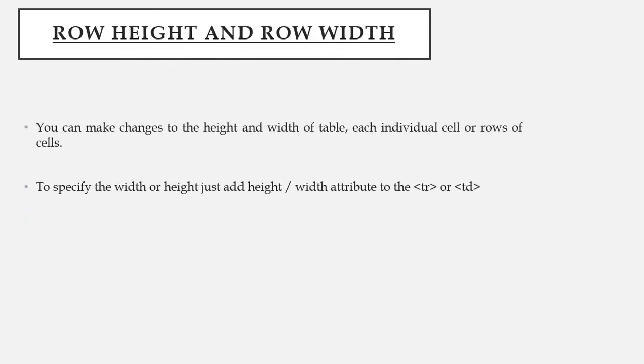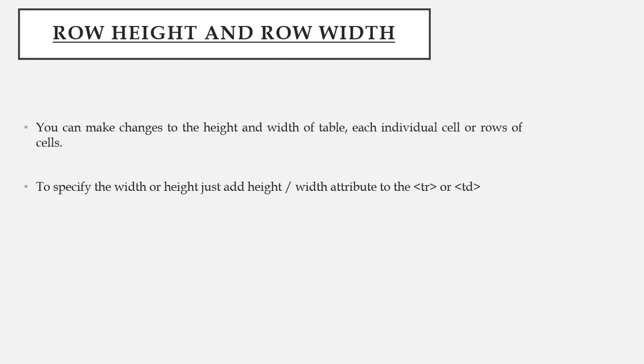Row height and row width. You can make changes to the height and width of the table, each individual cell, or rows of cells. Just assume that this is the table. You can specify the height of this entire table, and if you have a row here, we can specify the height and width of this particular row, or if you have a column here, we can specify the height or width of a particular cell also. That is cell, row, or the entire table. To specify the width or height, just add height or width attributes to the tr or td.